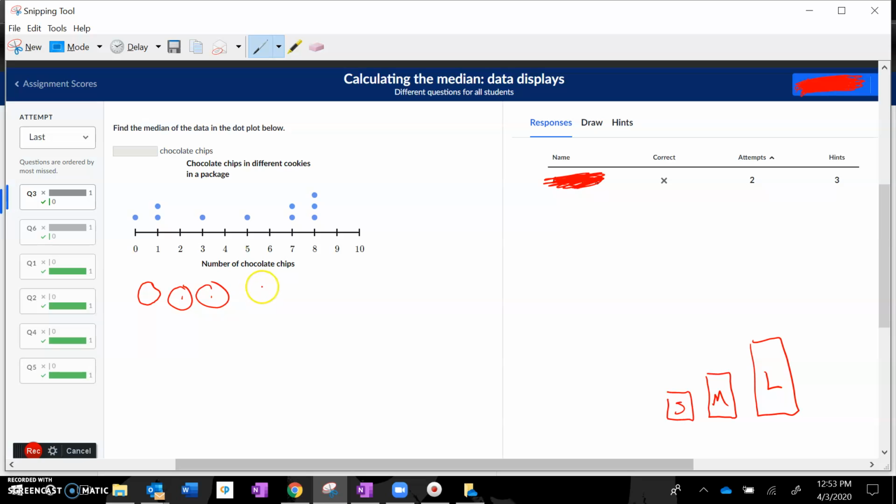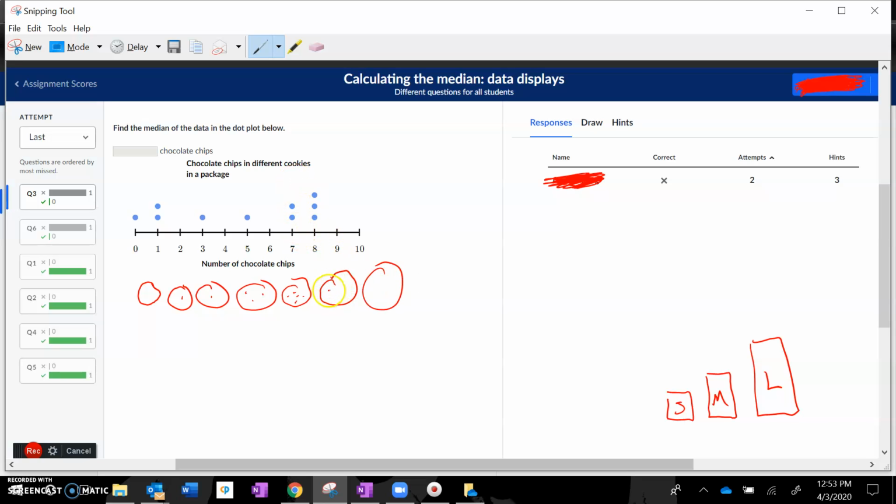And then we have nothing with two chocolate chips. So there don't exist any cookies that have two chocolate chips, but we do have one that has three. And nothing with four, but there's a cookie with five: 1, 2, 3, 4, 5. And then no cookies with 6 chips in them, but there's 2 cookies with 7.